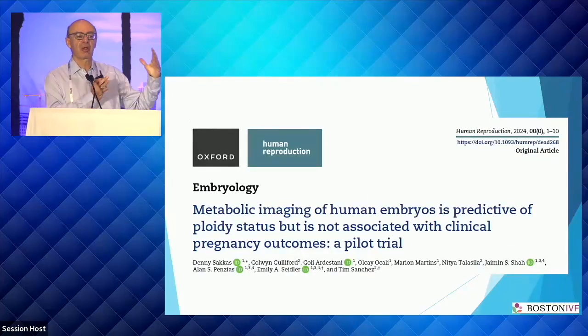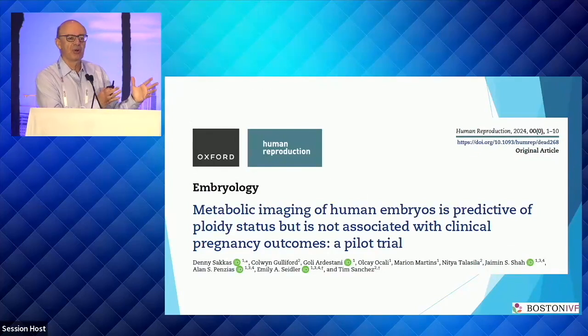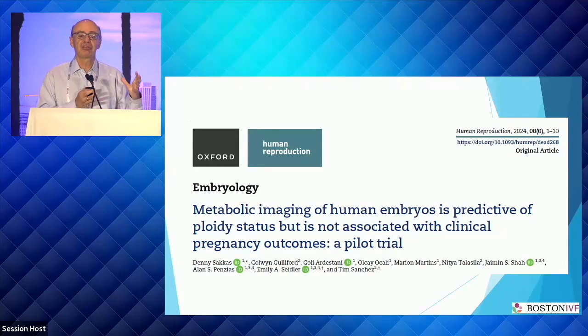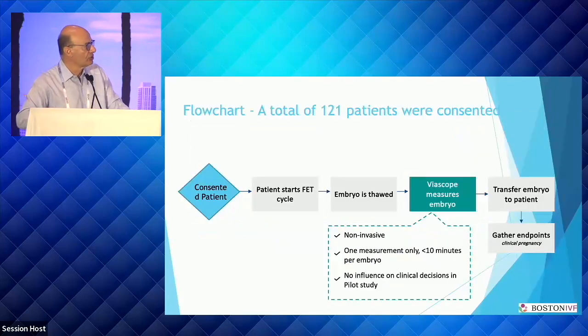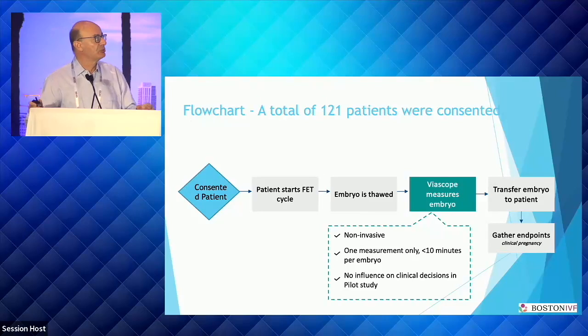So we thought, okay, we've got a really cool technology with metabolic imaging using fluorescence lifetime imaging. We wanted to see if we could measure parameters in embryos and distinguish them metabolically to see if we could pick which ones are the viable embryos and which ones are the non-viable embryos. So we performed this pilot trial. We consented 121 patients. All of them had more than one frozen embryo, so these were good human blastocysts.